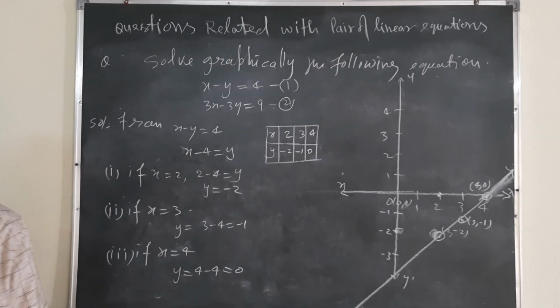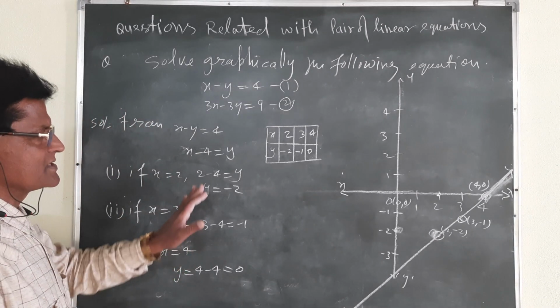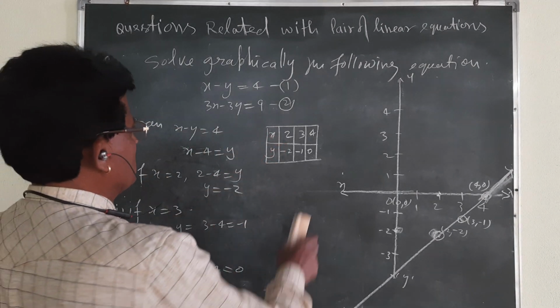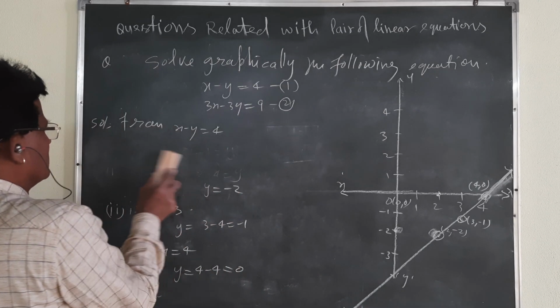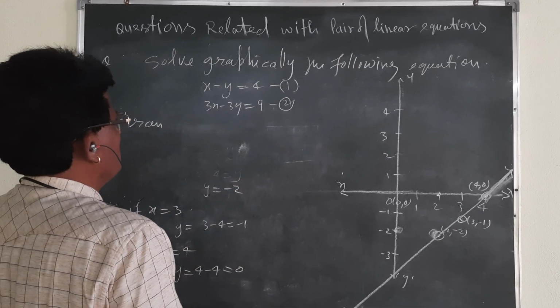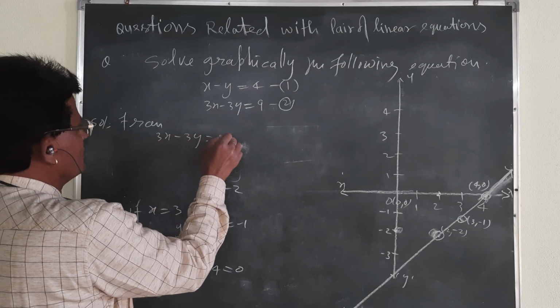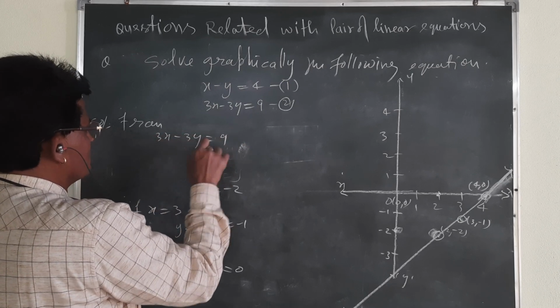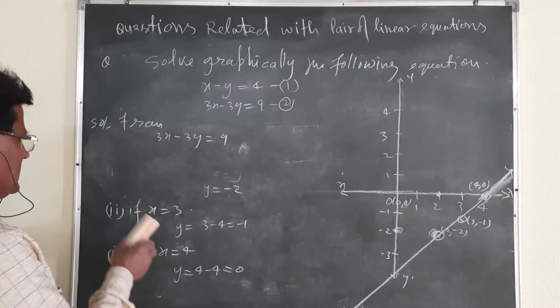Okay, let me take a similar kind of calculation for the second equation. Because it will be very congested, I am going to remove this and draw the graph of the second line, from the equation 3x minus 3y equal to, suppose, 9. See, let us draw the graph.